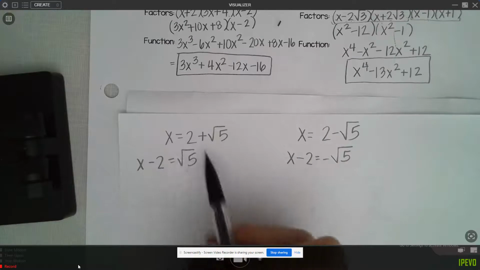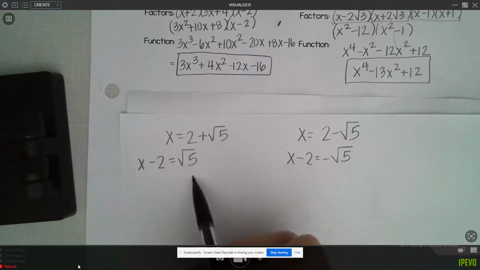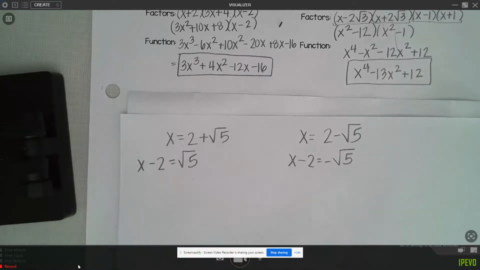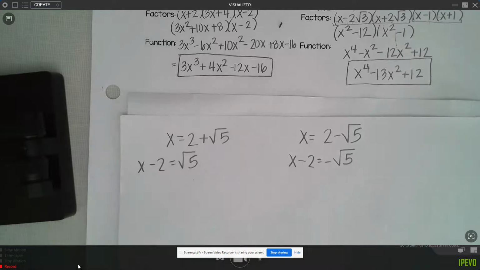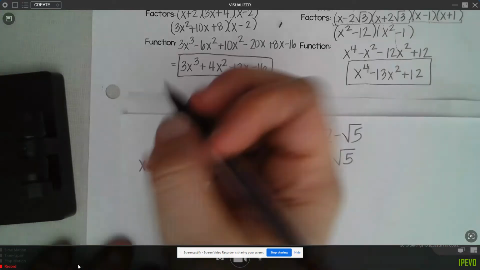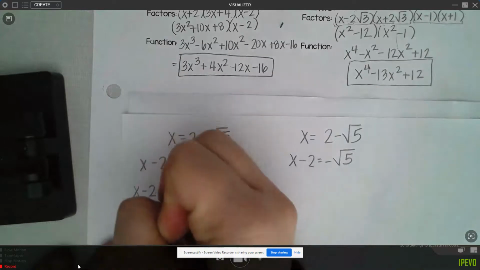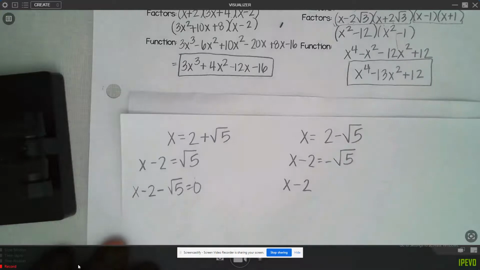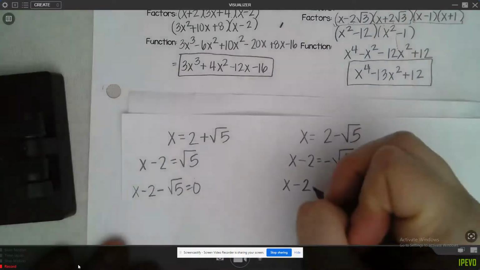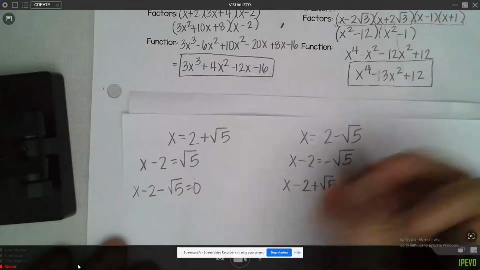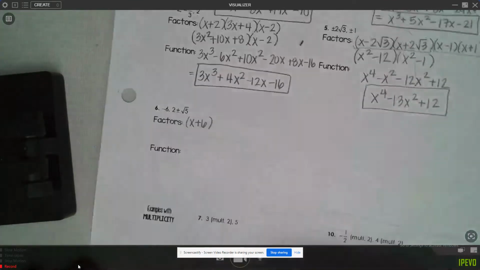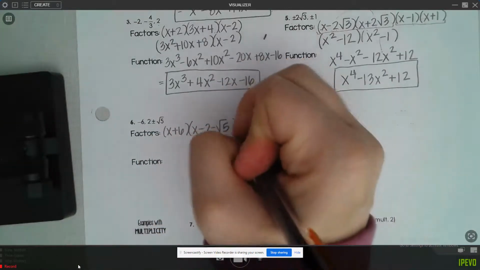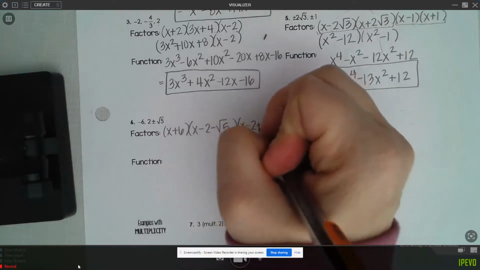Now, how do I get this to equal 0? I don't want it to equal 5. I want it to equal 0. How do I take this and get that to equal 0? You would subtract it. So you have x minus 2 minus radical 5 equals 0. And x minus 2 plus radical 5 equals 0. There are your other two factors. So your other two factors are x minus 2 minus radical 5 and x minus 2 plus radical 5.